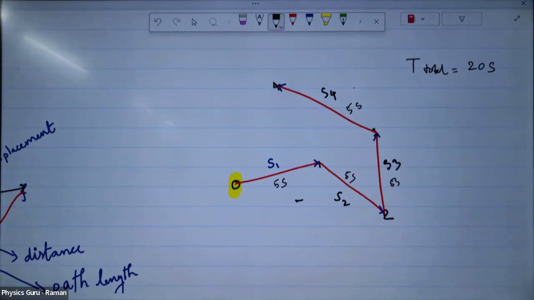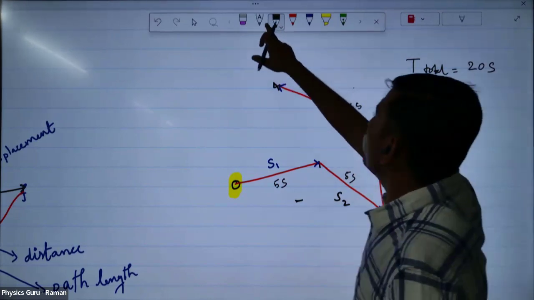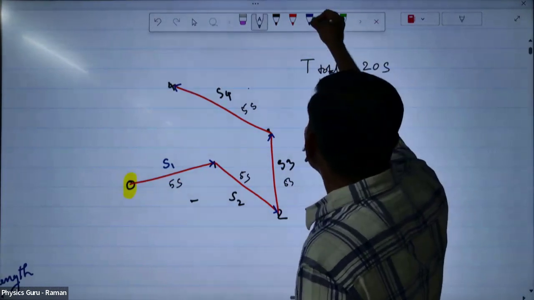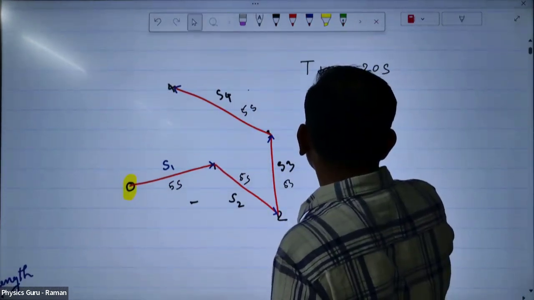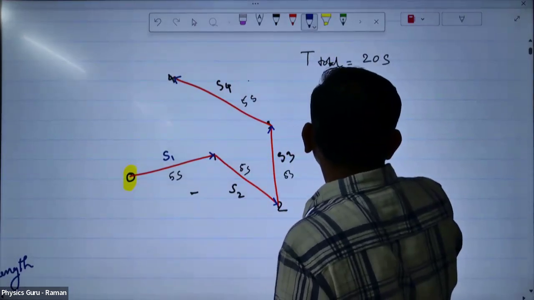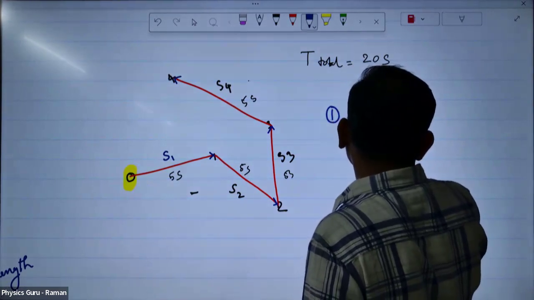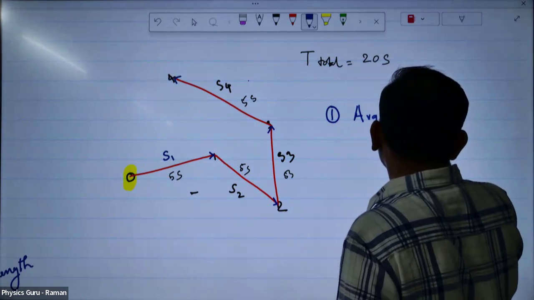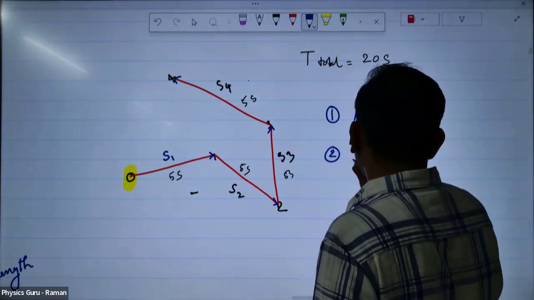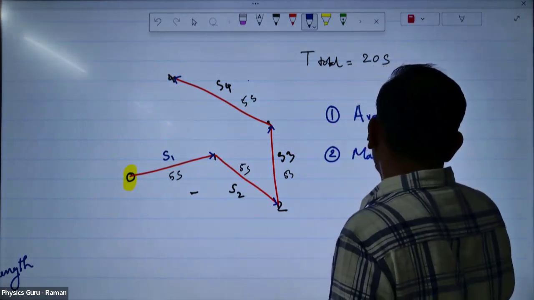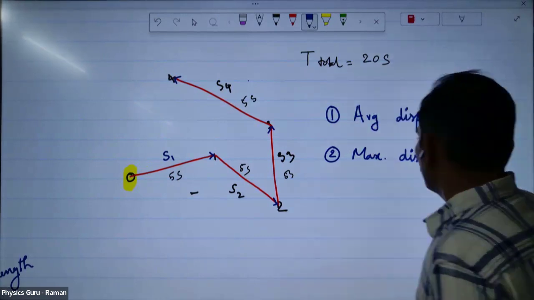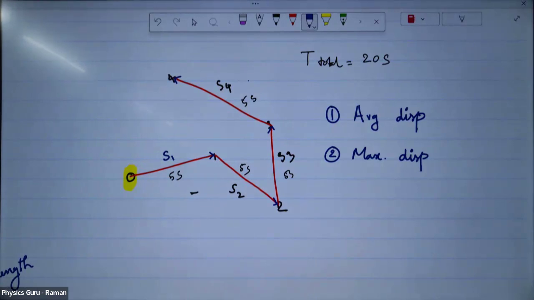Now I'm asking a very interesting question. What is the average displacement of the body? And the second thing I'm going to ask is, what is the maximum displacement?